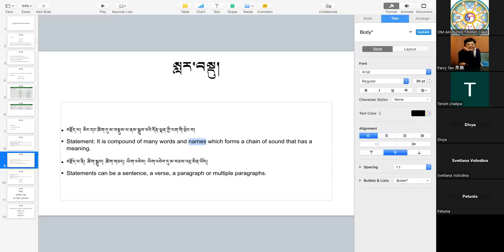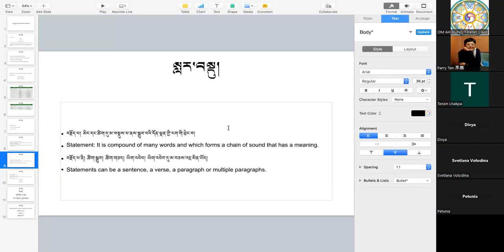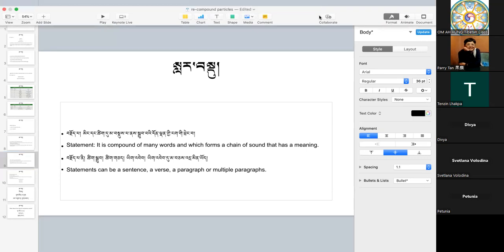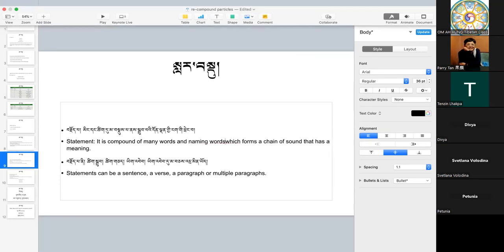Let me change this to naming words, or naming word, or it could be words. And they are associated with each other like the chains, right? They're related or associated with each other. And finally, they give a meaning. It cannot be meaningless. It has to have a meaning. So that is a statement or jeba.